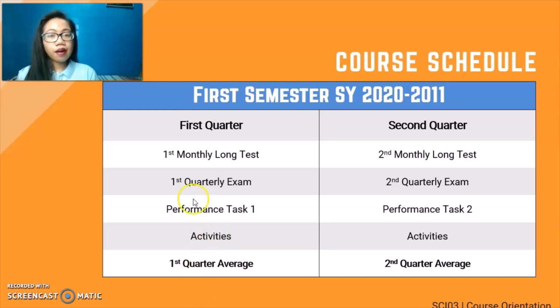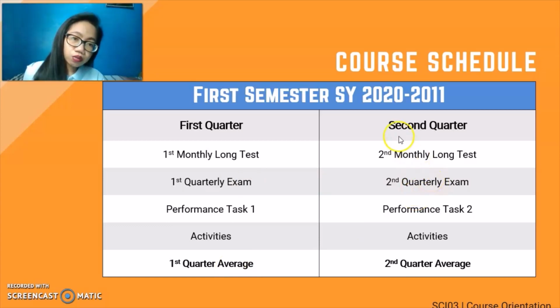So for our SCI03, during the first quarter, we'll have 1 monthly long test, a quarterly exam, a performance task, and some activities. Computing that will result in a first quarter average. Then we'll move to the second quarter, still in your SCI03. We'll have your second monthly long test, second quarterly exam, and your performance task 2, some activities, which will result in a second quarter average. Both averages will be useful whenever we compute your general average for the whole grade 12 school year. So that's now the new setup following the original DepEd schedule.